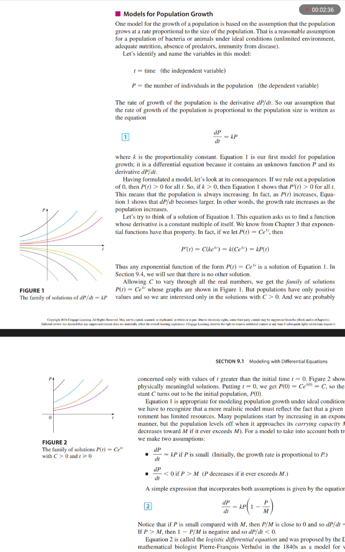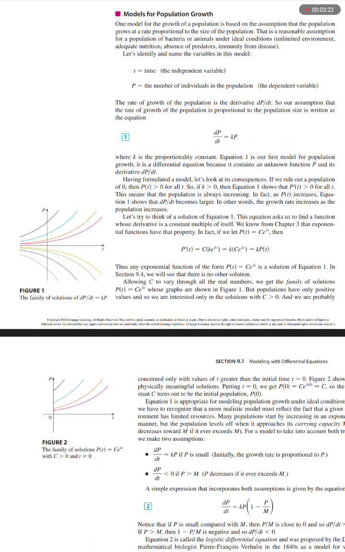Let's try to think of a solution of equation 1. This equation asks us to find a function whose derivative is a constant multiple of itself. We know from chapter 3 that exponential functions have that property. In fact, if we let P(t) equal C times e to the power kt, then P'(t) equals C times k times e to the power kt, which equals k(Ce^(kt)), which equals kP(t).